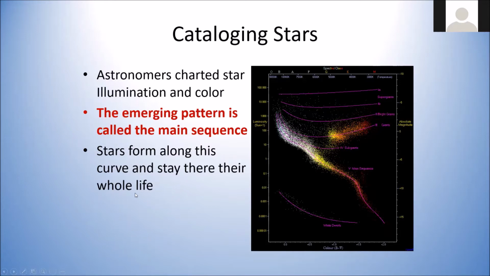Stars form along this curve and stay there their whole life, all the way along this area here. There are some stars up in this area, which are at the end of life, as well as these down here, which are also at the end of life. But during the main life, this is the main sequence. And our sun is in this general center area of the chart.